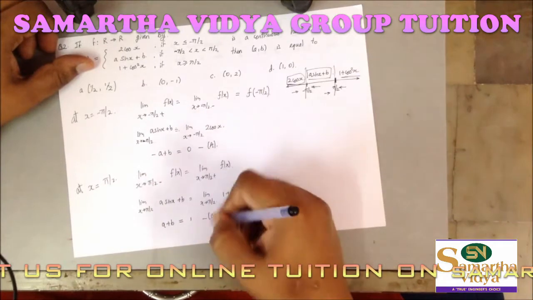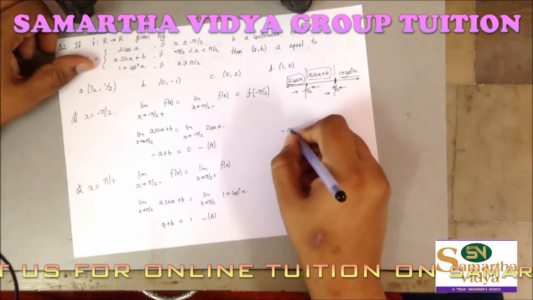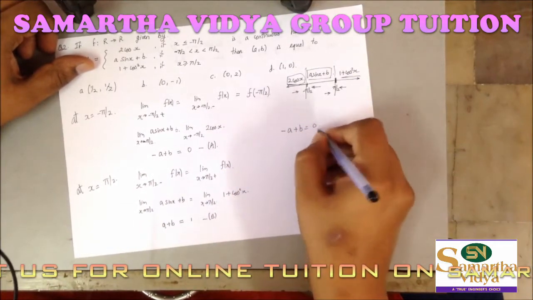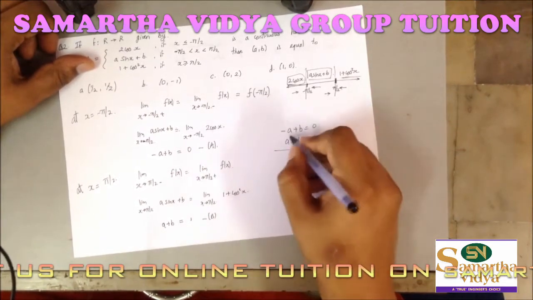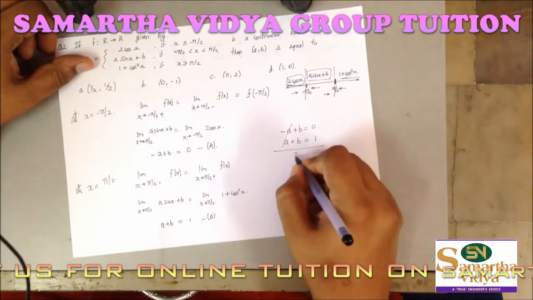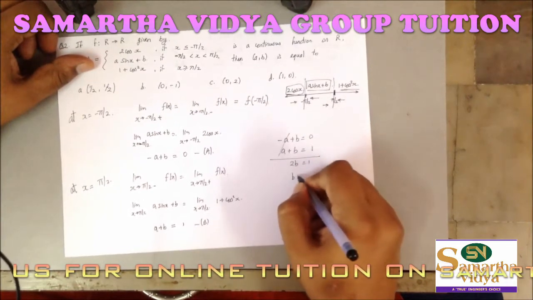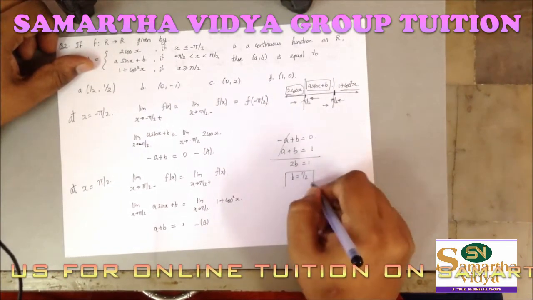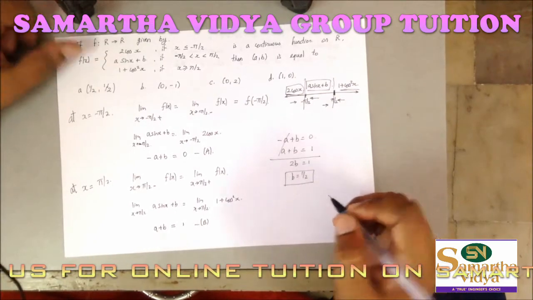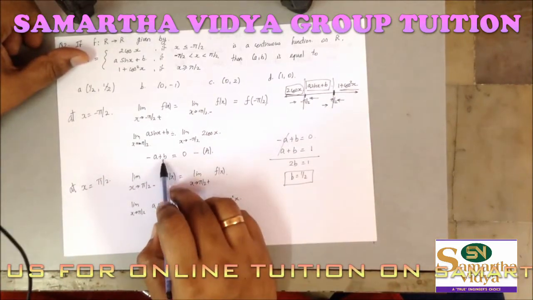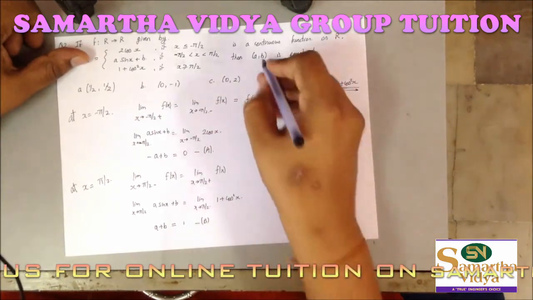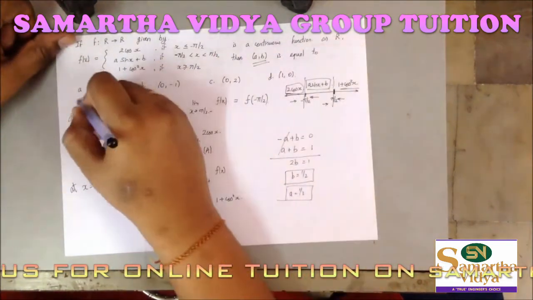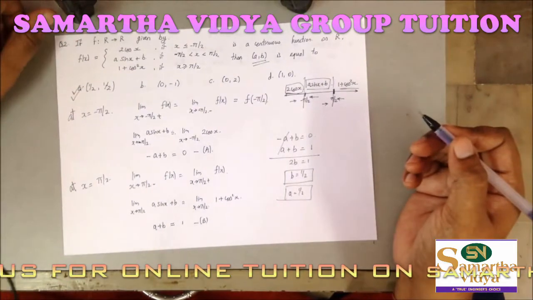Now we need to simultaneously solve this. So minus a plus b is 0 and a plus b is 1. Just adding them up, a gets cancelled out, 2b is 1, so b is half. So we are getting one of the values. If I substitute b as half, I will get a is also half. So your a comma b is nothing but half comma half. So that's your option A.